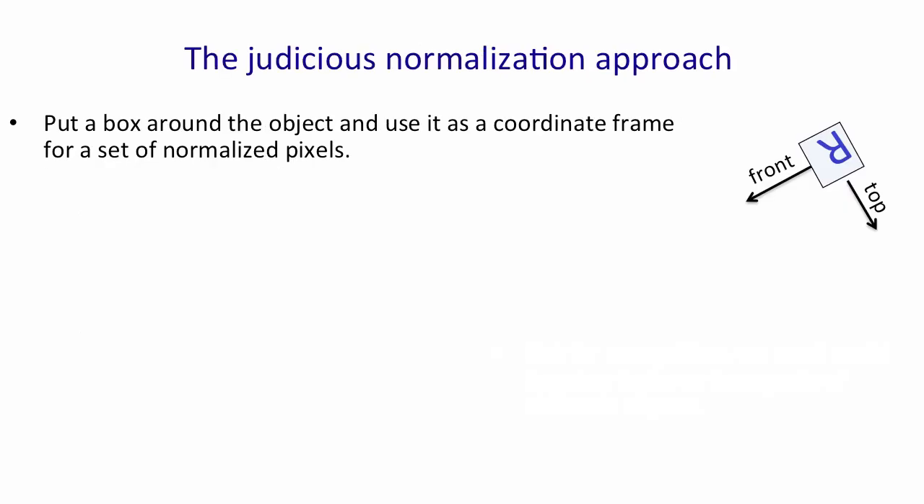A second approach is what I call judicious normalization. So if you look at that upside down capital letter R on the right, I've put a box around it, not very well in fact, and I've labelled a top and a front for that box. And relative to that box, the R has, for example, a vertical stroke at the back, and it has a loop facing forwards at the top. So if we describe features of the R relative to that box, they're going to be invariant. This is assuming it's a rigid shape.